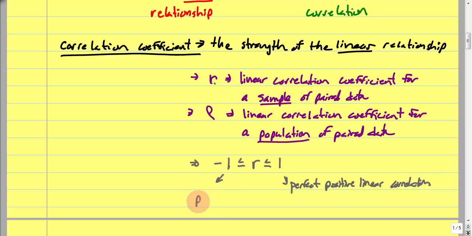-1 would be a perfect negative linear correlation. Now, of course, there's all sorts of numbers in between as well.